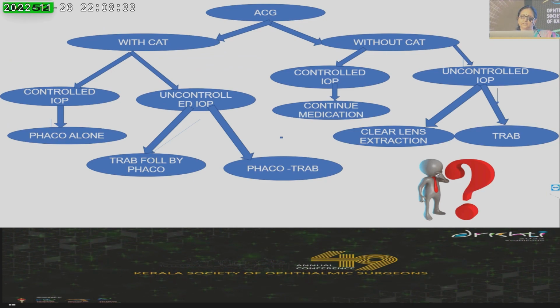Without cataract, with a controlled IOP, you can continue the medications. And uncontrolled IOP, without cataract, again you can do trab or a clear lens extraction. But in controlled IOP, if the patient is on maximum medications, it's always better to do a phaco trab.